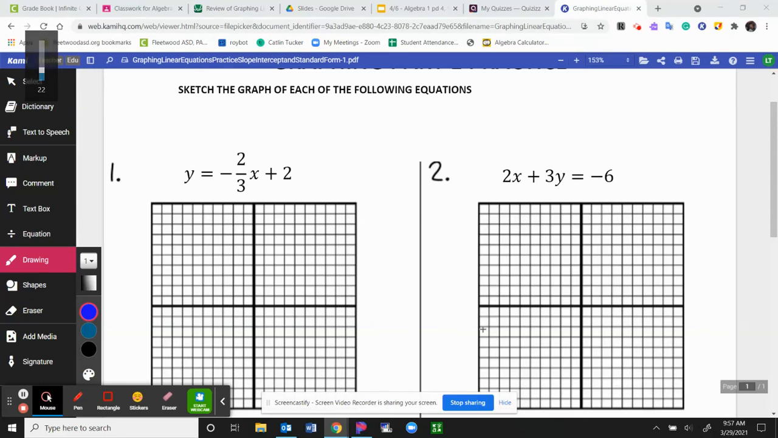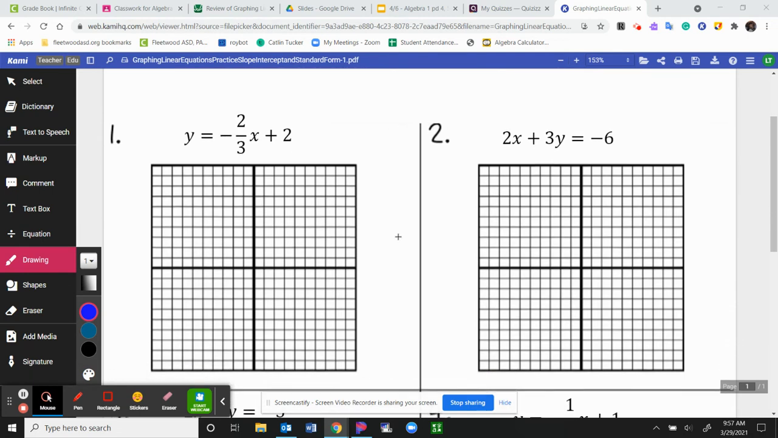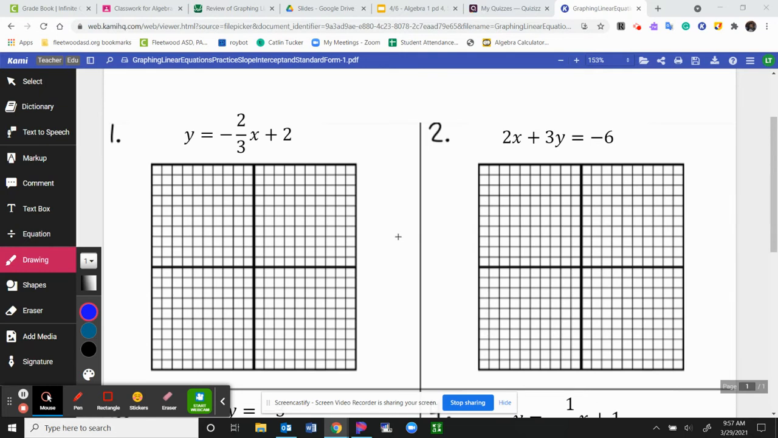Guys, today I just wanted to go over a few things about graphing lines. Okay, so I have two examples here for you. The first one here is y equals negative 2/3 x plus 2. So you can see that this is already in slope-intercept form. It's already in y equals mx plus b format.